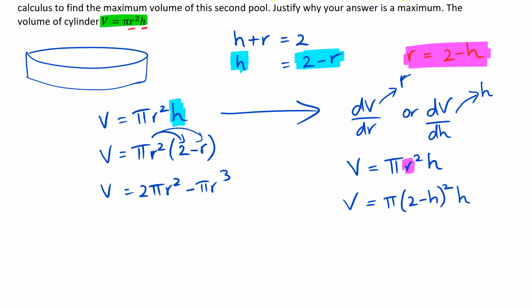So what we're going to do is differentiate the volume function, which means we're going to do dv dr on this side. When we do dv dr, the 2 comes in the front, so that's going to be 4 pi r minus 3 pi r squared.